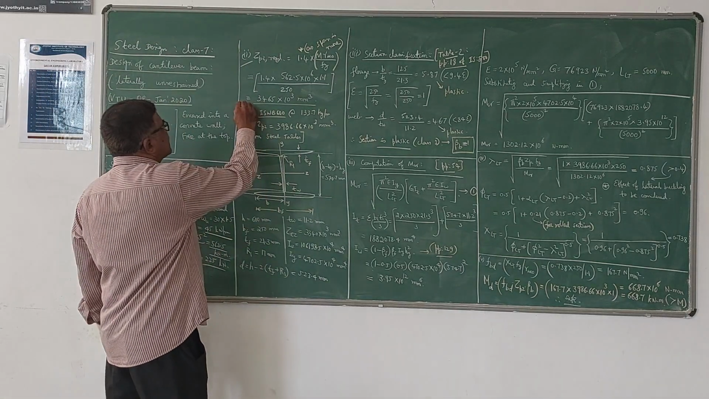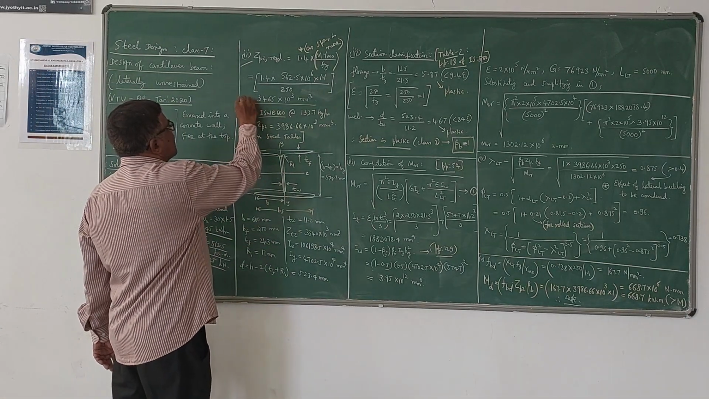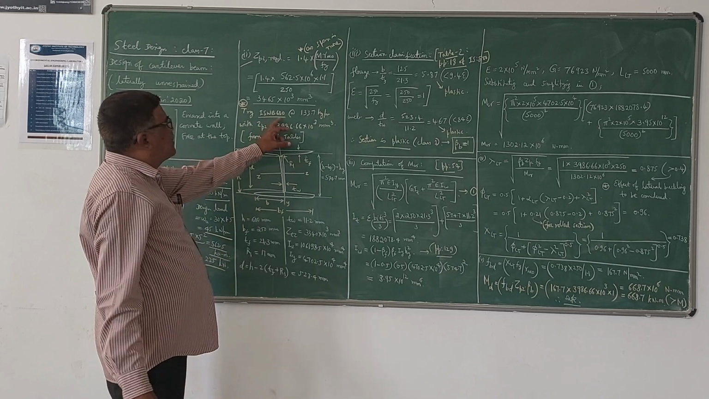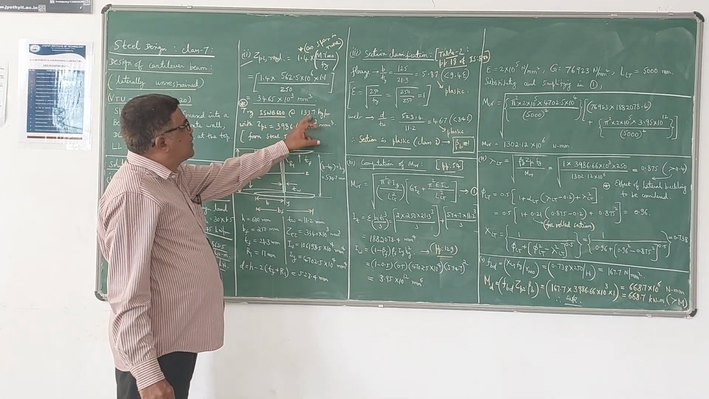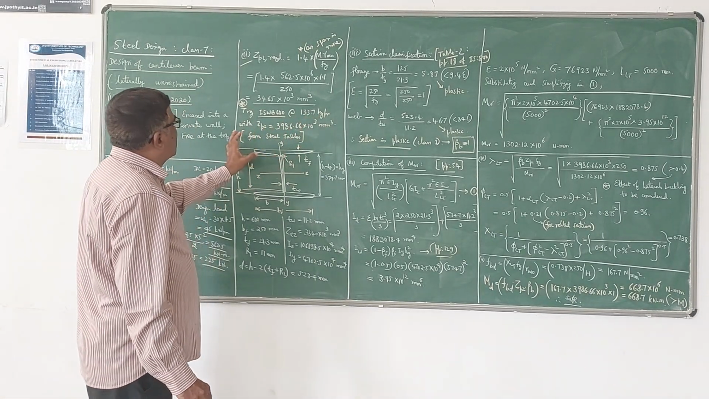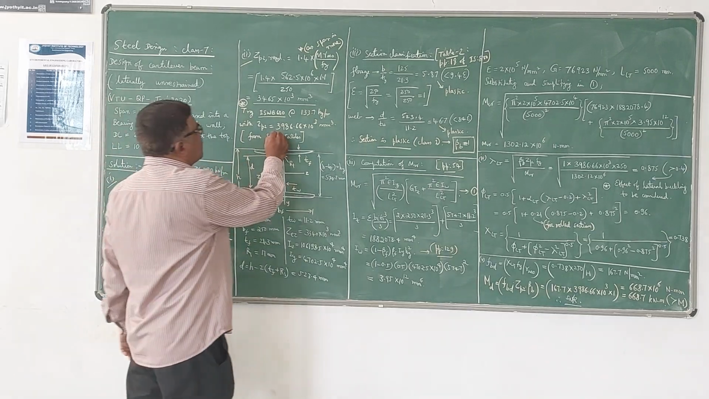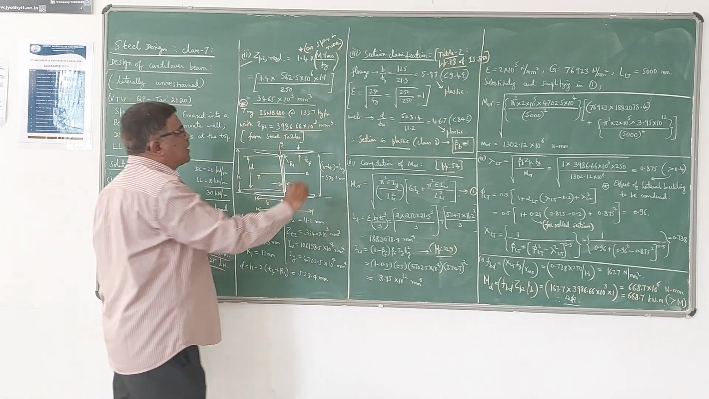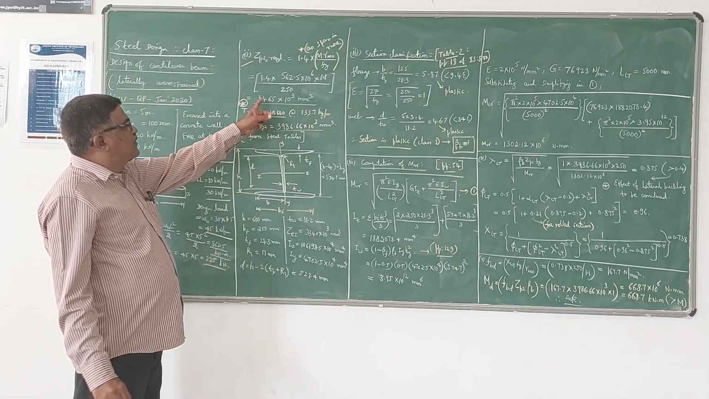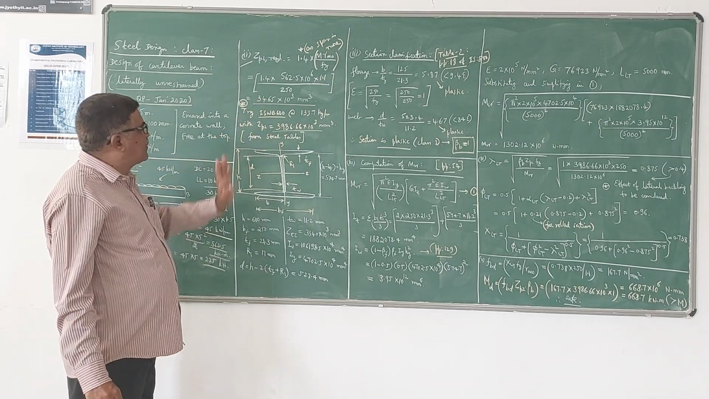Now from the steel tables, you can choose ISWB 600 at 133.7 kg per meter with ZPZ 3986.66 into 10 power 3 millimeter cube. Slightly more than this. You can choose slightly more than this.